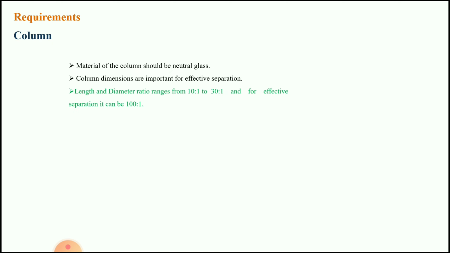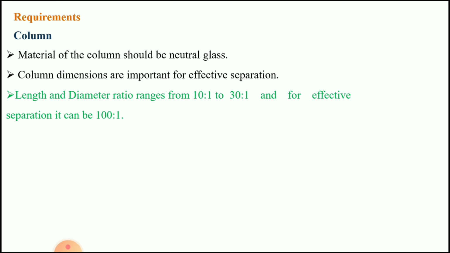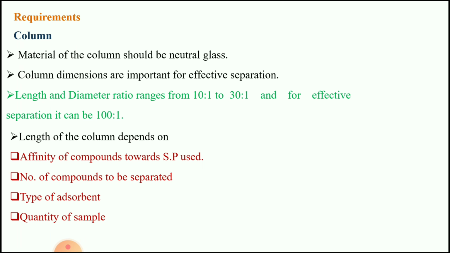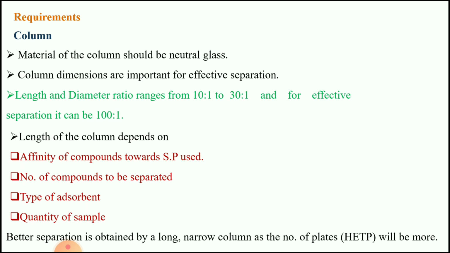The requirements to perform column chromatography: the first one is the column. The column is made of metal, glass, or stainless steel. The column dimension generally used is a 30:1 to 10:1 ratio. For effective separation we use a 100:1 ratio. The length of the column mainly depends upon the number of components we are separating, the affinity of the components towards the stationary phase, the type of adsorbent, and the quantity of the sample we are estimating.